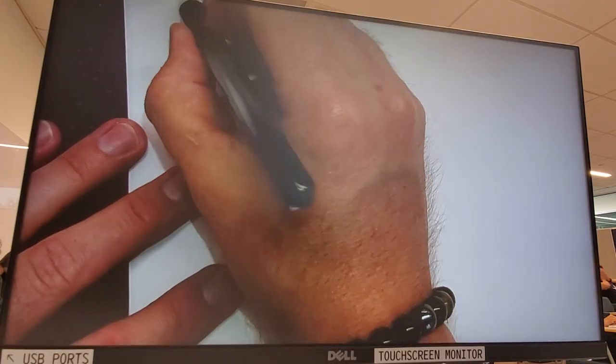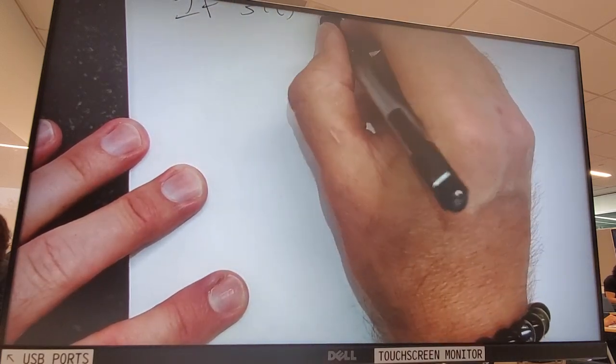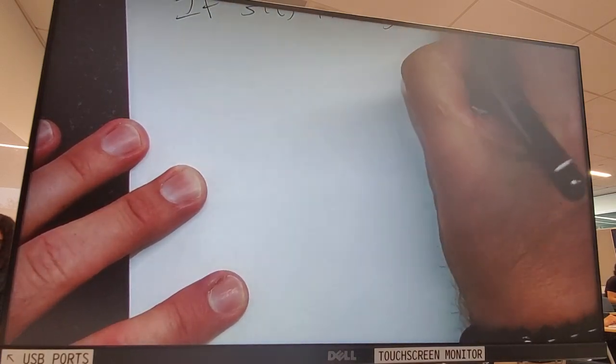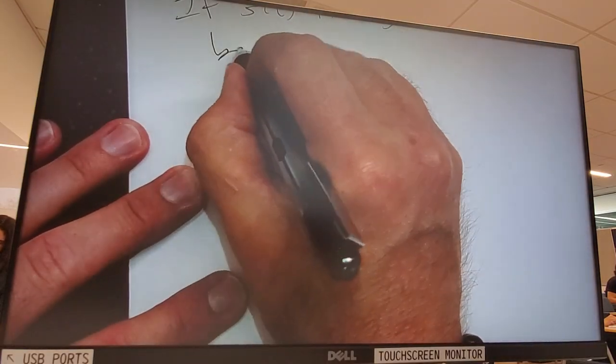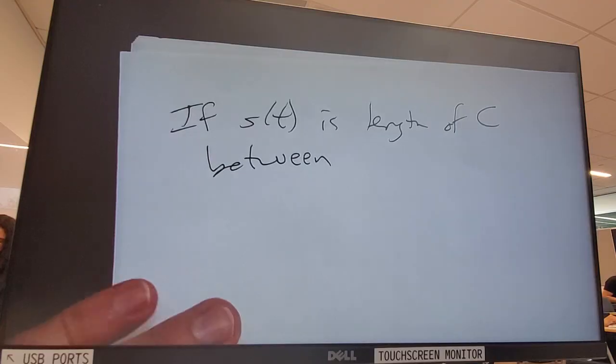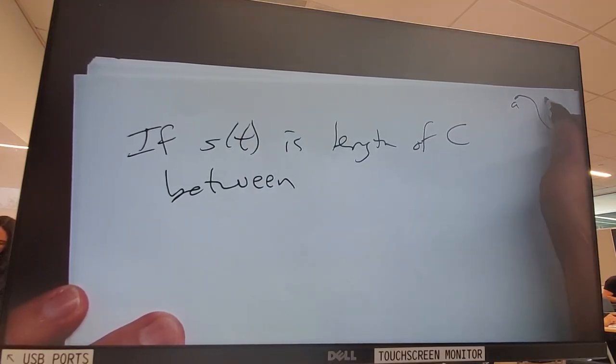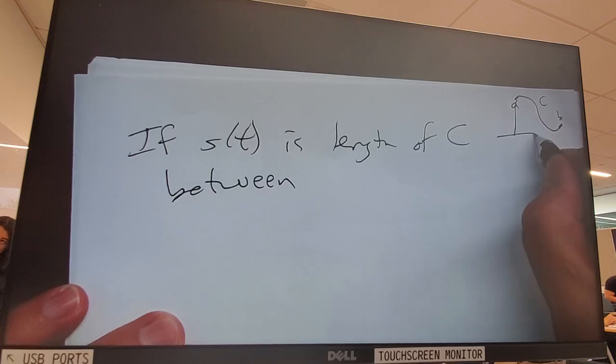Sure. So just to really hammer this whole thing home, let me say this part first. If S of t is the length of C between, so here I have a curve C, yes? A to B, this is curve C. So if I consider this to be the origin, this would be R of A, and this would be R of B.